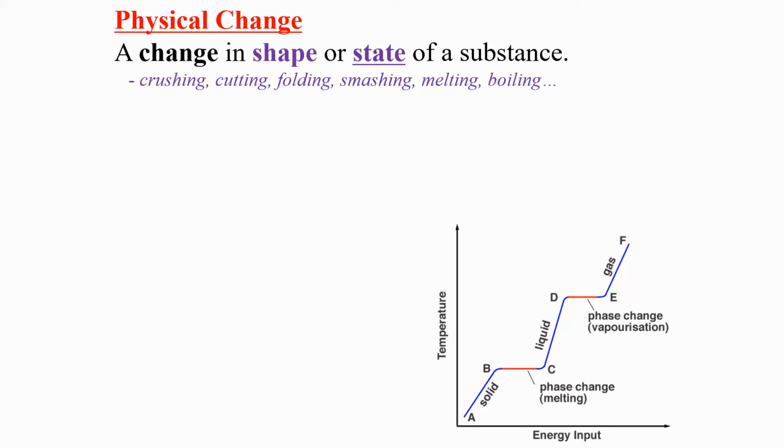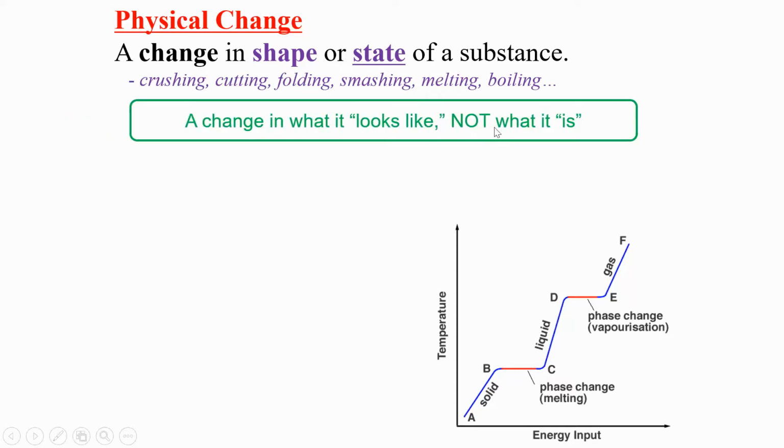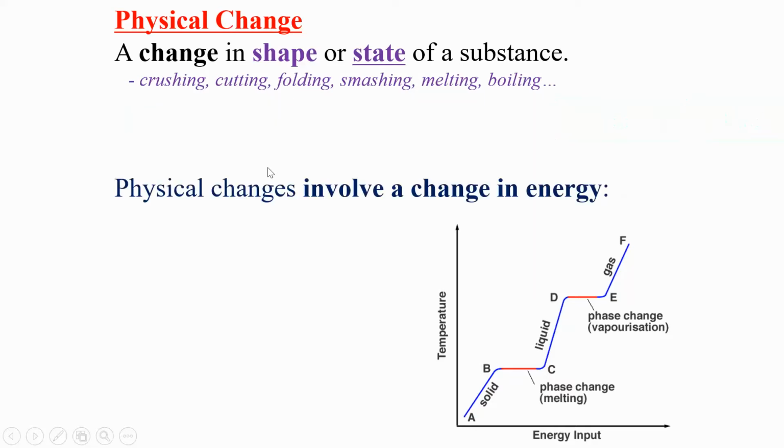So think about how water and ice are both H2O, but they have quite different properties. We're not changing water into hydroxide or something. It's still water. It's just going to have a difference physically. So a change in what it looks like, not what it is. That's what a physical change is compared to a chemical change.